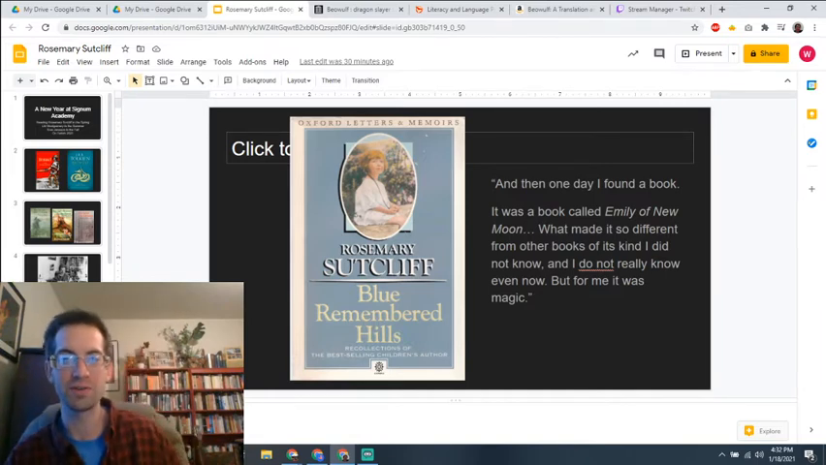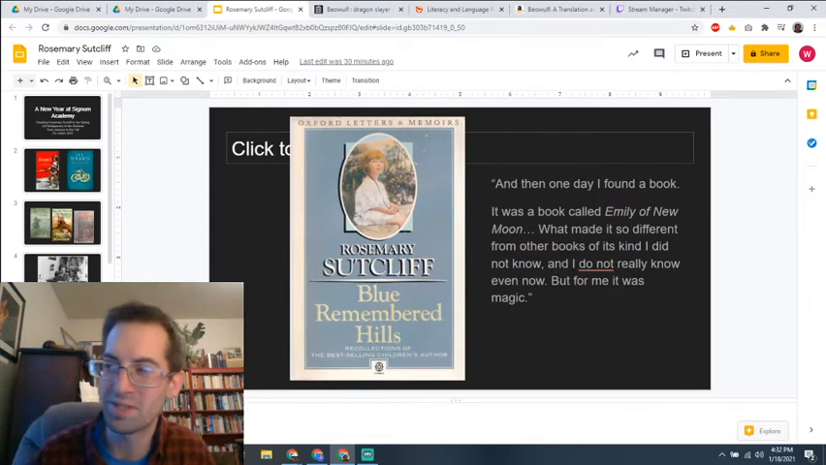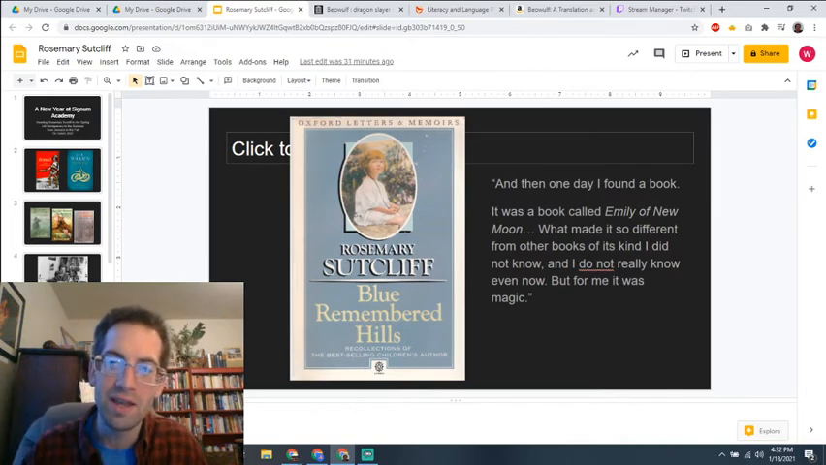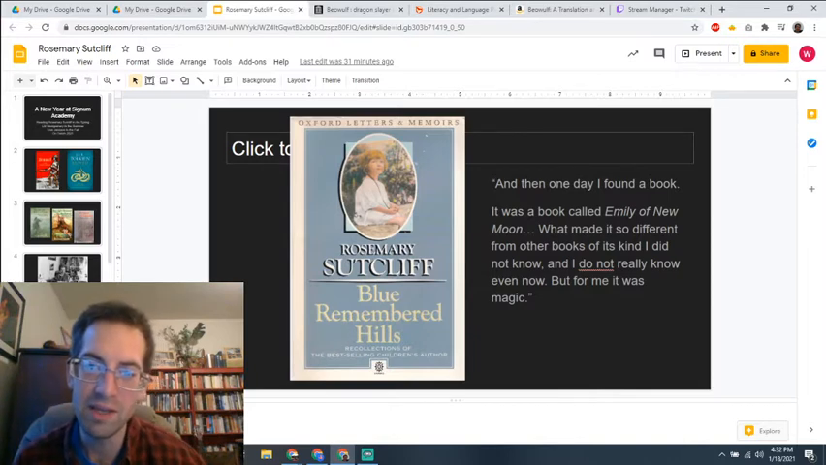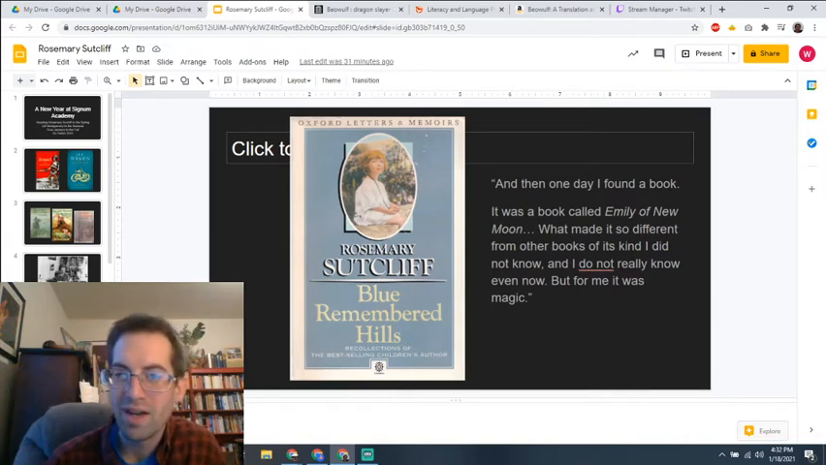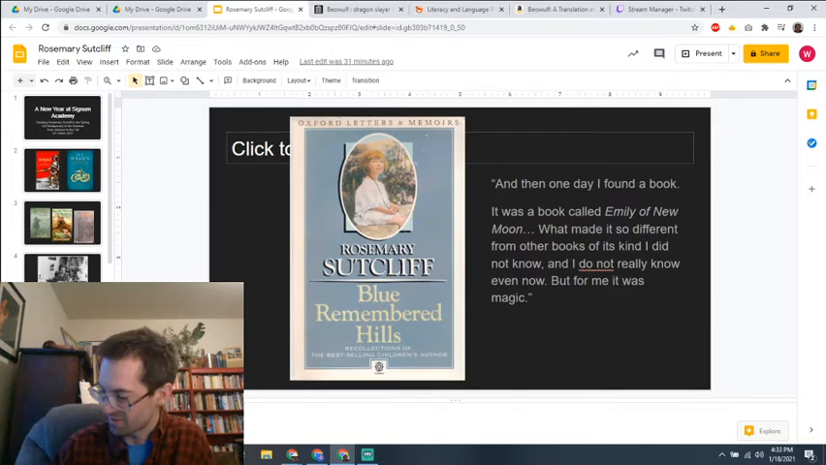There's a point in the story where she's at a library, and the library is very segregated. There are books for boys, and those are the good books, and then there are books for girls, and she's not really interested in those books. Then she says, "And then one day I found a book. It was a book called Emily of New Moon. What made it so different from other books of its kind? I did not know, and I do not really know even now. But for me, it was magic."